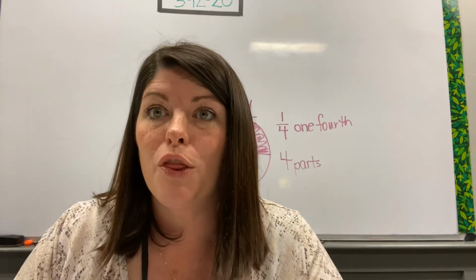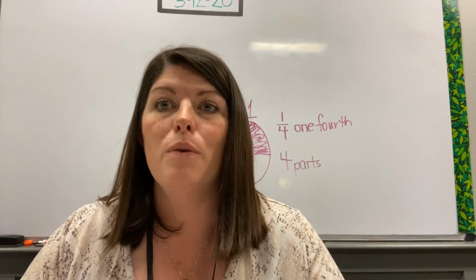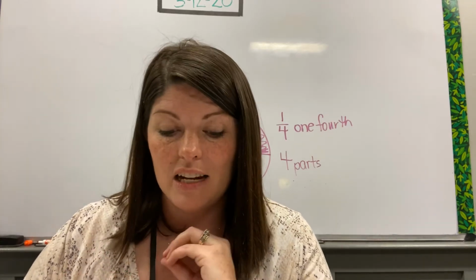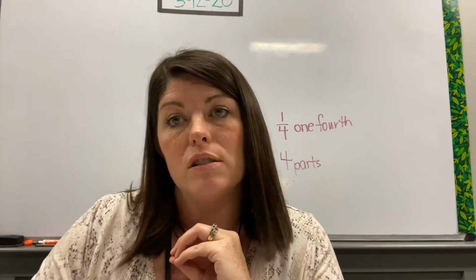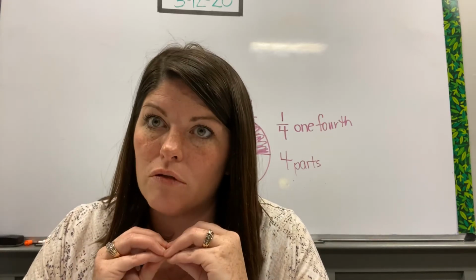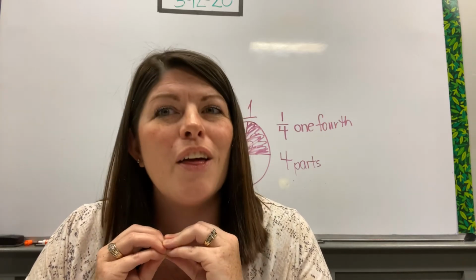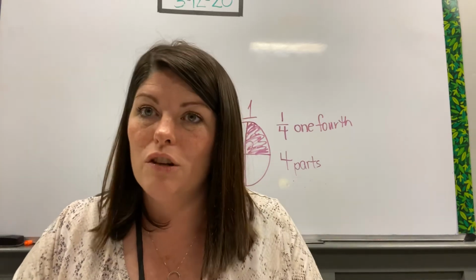Number 1 says 3/5 should be shaded. Now remember, we know the second part of it, fifths, is telling us how many pieces there are all together, how many parts are in the whole. 3 is telling us the special number that we need to shade. So how many do we need to shade? 3, that's right. So let's do that now.